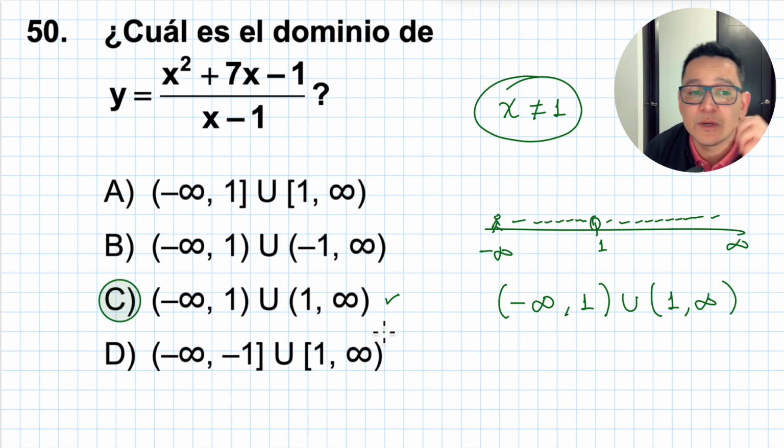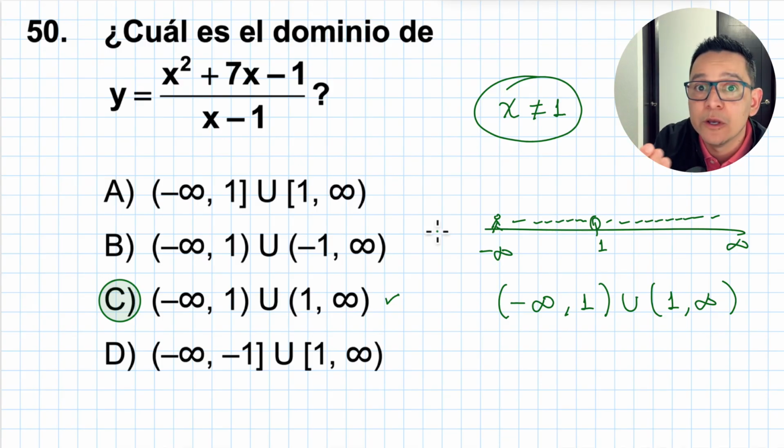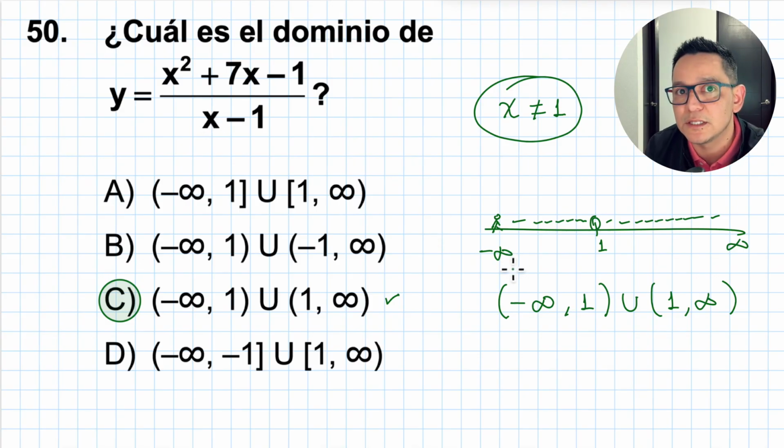I want you to notice that here, for example, there are some that look similar, but for example, option A might seem like the answer. But no. And why is that? No, because it has brackets. When you see brackets, does it mean you can take the value? In this case, we see, well, we can't use a 1, precisely because if we put a 1 into x, we have a division by 0, and we can't do that, right? So the correct answer would be option C.